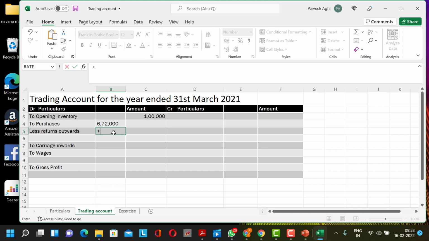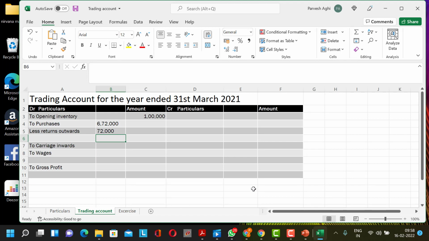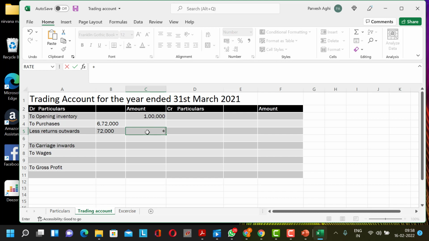Then less return outwards. That means whatever you purchased, you have returned some goods back to your suppliers. You don't need it. It is given right at the bottom before the closing inventory, so put it here. Have you got it? Yes, sir. Now put a cursor just next to 72,000. Add this and minus this and enter. So you bought goods worth 6,72,000, 72,000 you have returned. So what is your final expense for the year? 6 lakhs.